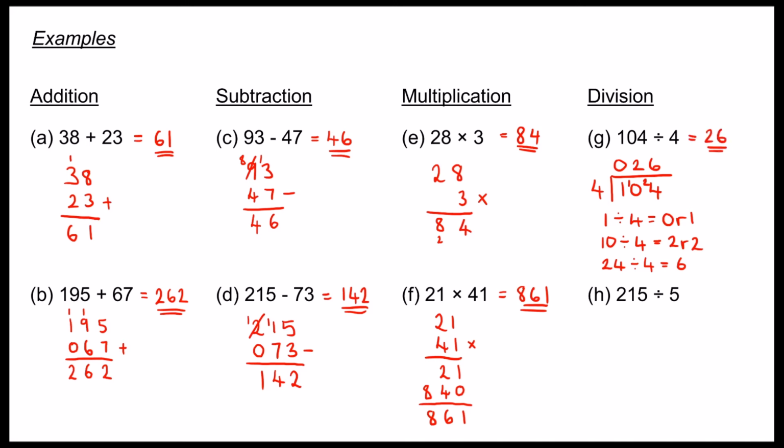I want to do the same thing for my second example. So on the outside I want a 5, the number I'm dividing by, and on the inside I need to put 215. I begin by doing 2 divided by 5, which is 0 remainder 2. So on the top I put 0 and carry the remainder of 2 on. I now have 21 divided by 5, that is 4 remainder 1. So I put a 4 at the top and I carry 1 on. My last number is now 15, so I do 15 divided by 5, which is 3. Therefore my final answer, as you can see on the top, is 43.